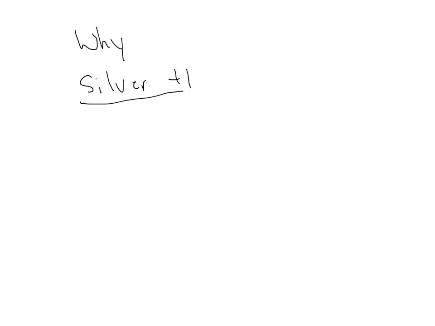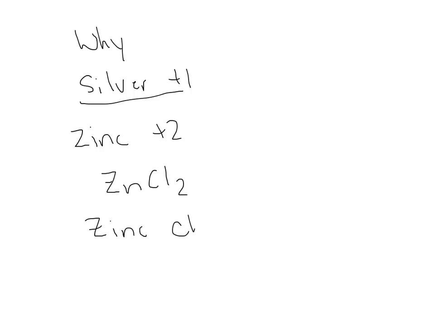The one other one that I want you to know is zinc. I want you to know that zinc is always a +2. So if I'm writing ZnCl2, I'm simply going to use zinc chloride. I am not going to tell people that it's zinc 2 chloride, because zinc always has a charge of +2.